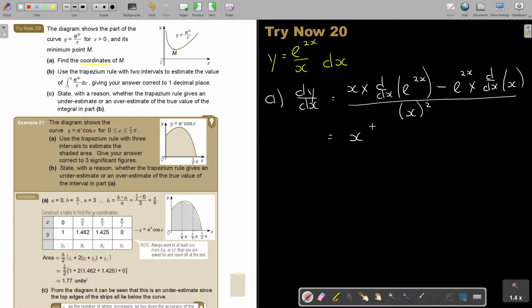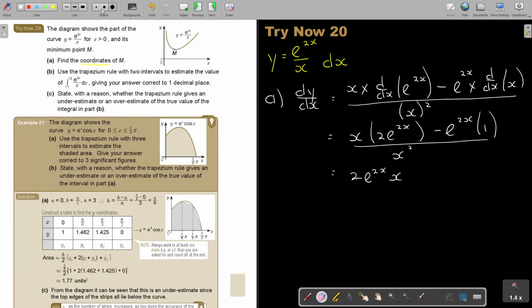So it's x. This one is 2e^2x minus e^2x, and that is just 1 over x squared. Basically, it doesn't matter if you put it in front or not, but let's just make it 2e^2x and then the x, okay. 2 and then minus e^2x over x squared.